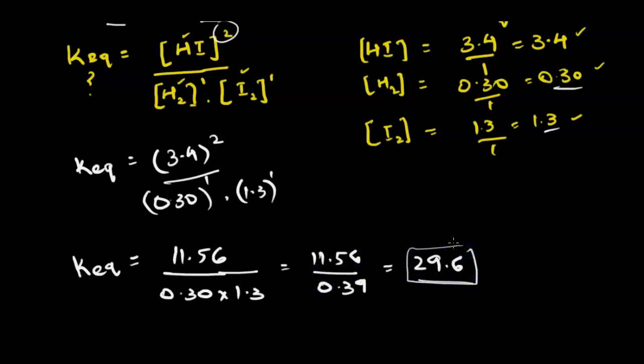So all we have to do in this question is plug in all the values of the concentrations at equilibrium. We get that by dividing the moles at equilibrium by the volume, and we solve this equation for K equilibrium.